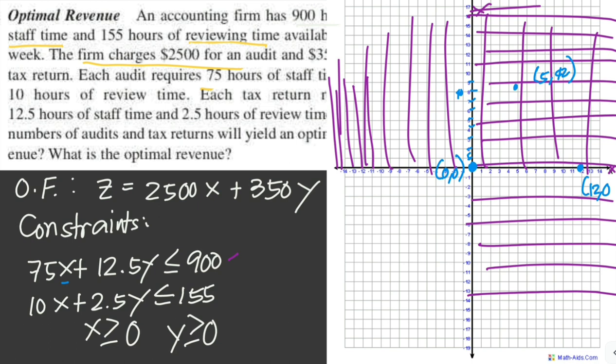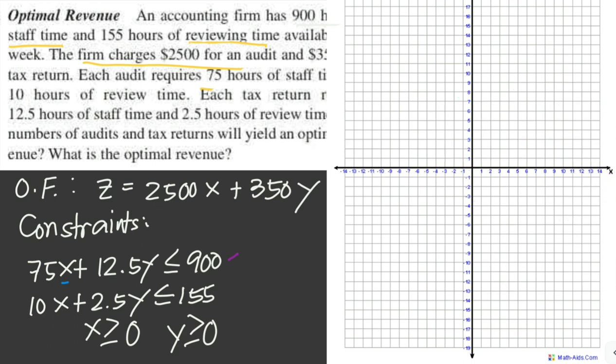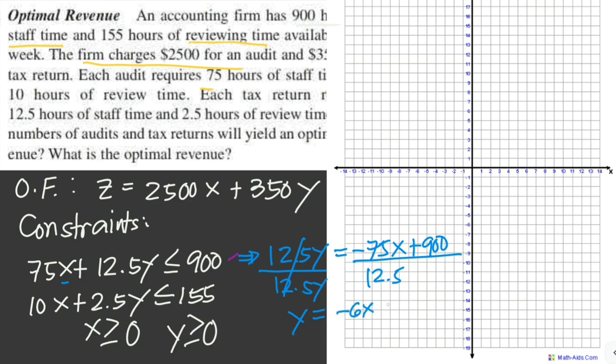Alright, so we won't be confused, let's plot the straight line first. Let's delete this. We can write this as 12.5y equals negative 75x plus 900. Then we divide by 12.5. So y is equal to negative 6x plus 72.